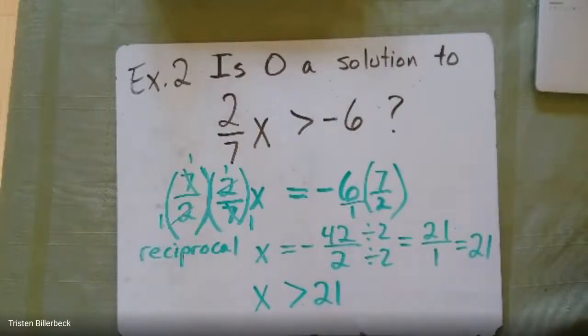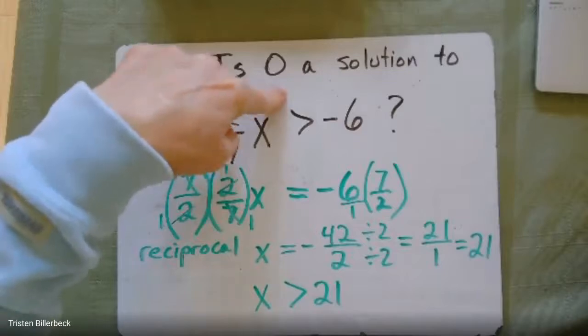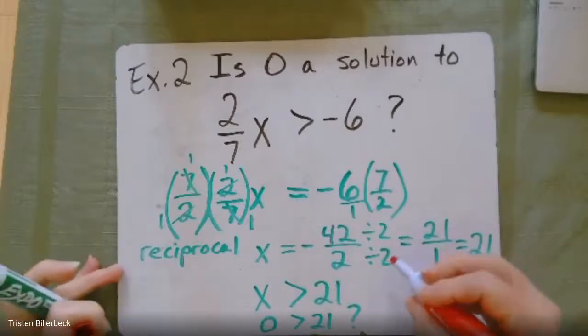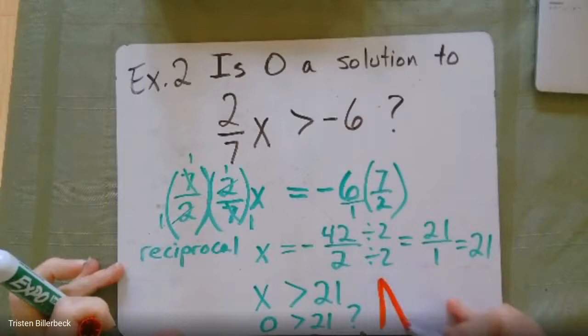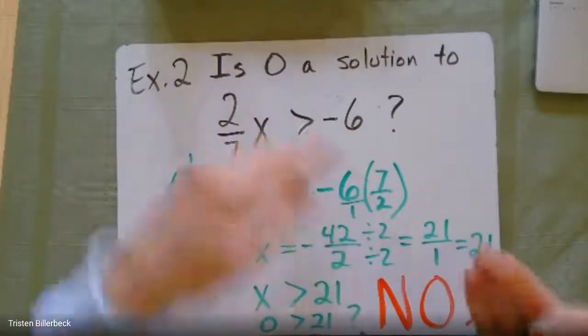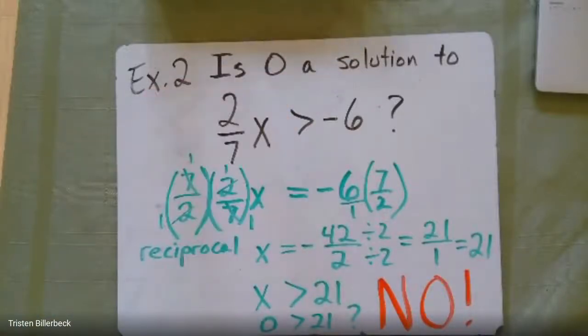So now we look at, is 0 a solution to this? So we try, is 0 greater than 21? And we think about it, and we're like, oh, we know that answer. No. Okay, so 0 is not a solution to this equation here.